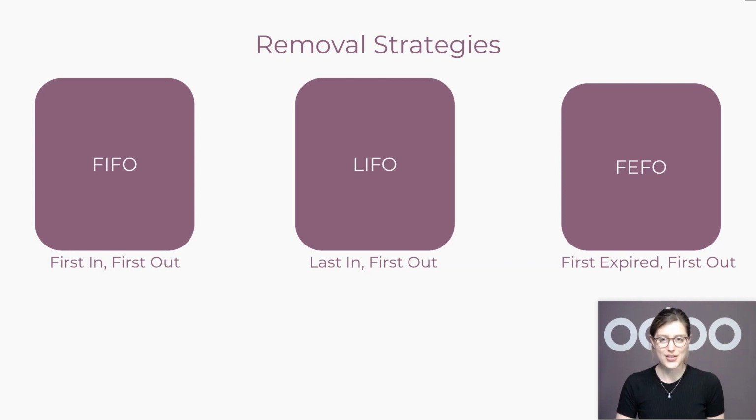expired, first out. The first one, FIFO, can be useful for companies with short demand cycles, like for clothing, so they won't be stuck with outdated styles remaining in stock. The second one, LIFO, can be used if the products do not have a shelf life. Unfortunately, this strategy is banned in many countries.